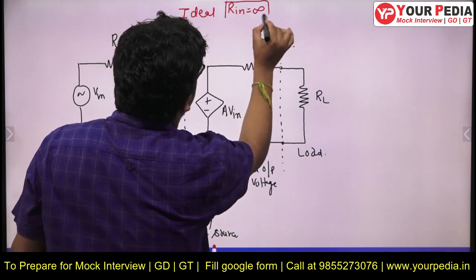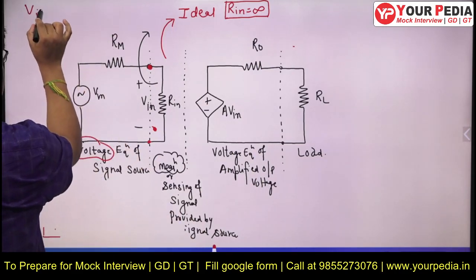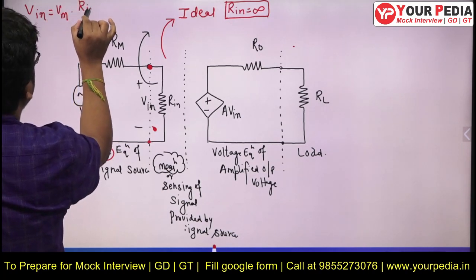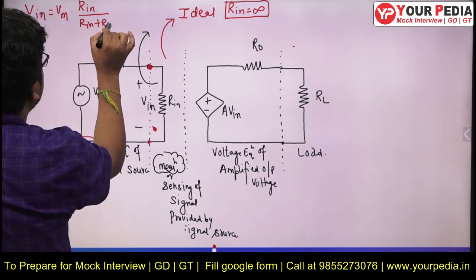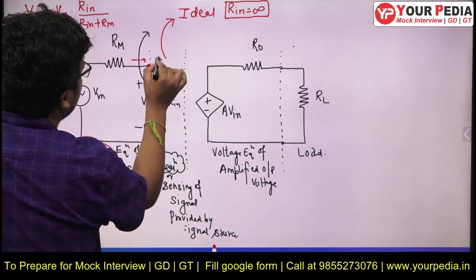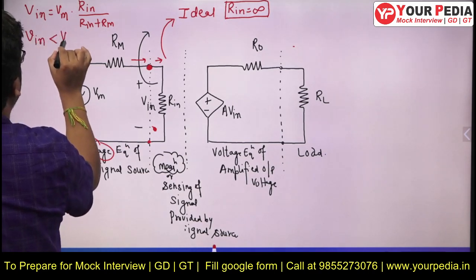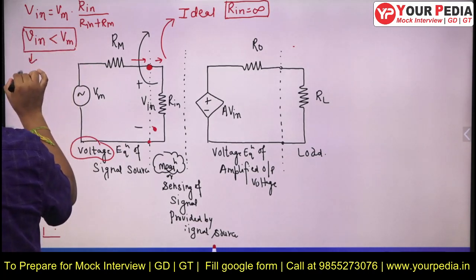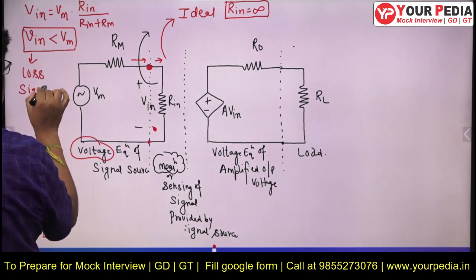Fine. Now let's proceed mathematically. If I ask you V in, what will V in be? V in will be equal to V microphone multiplied by R input upon R input plus Rm. Now you can see clearly from here, at this point where I am coupling the microphone to the input of the amplifier, your input voltage is clearly less than the microphone signal voltage. It means there are losses. Which loss? Signal loss. Is it clear?